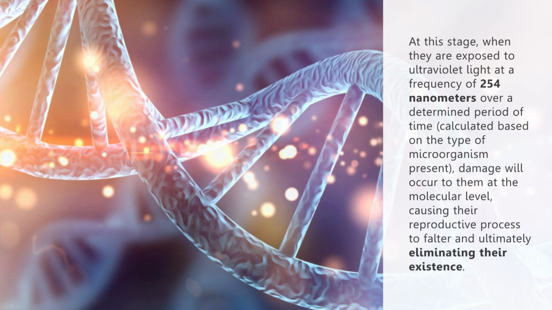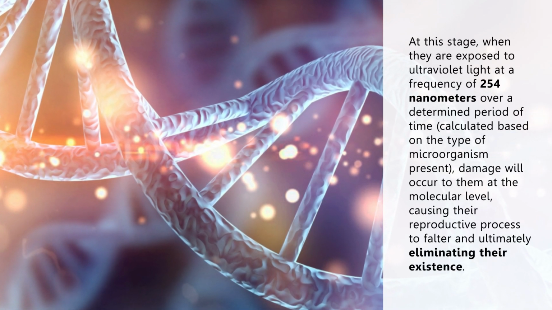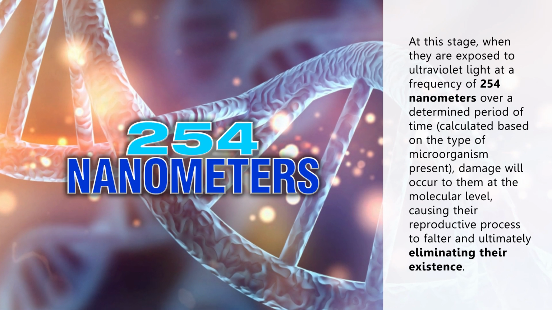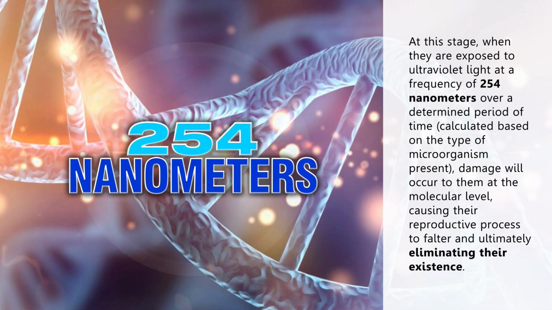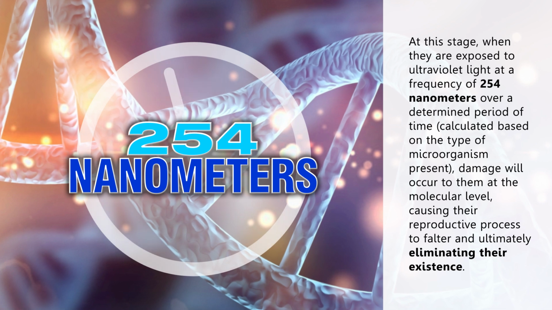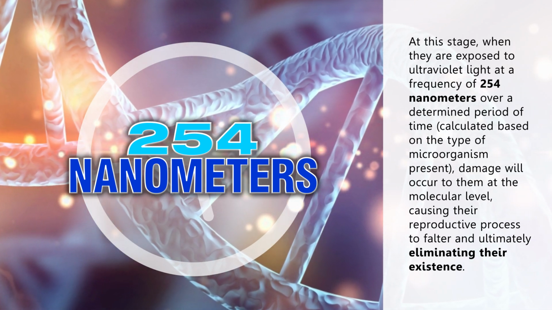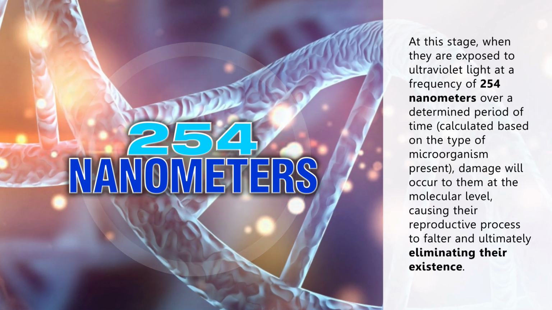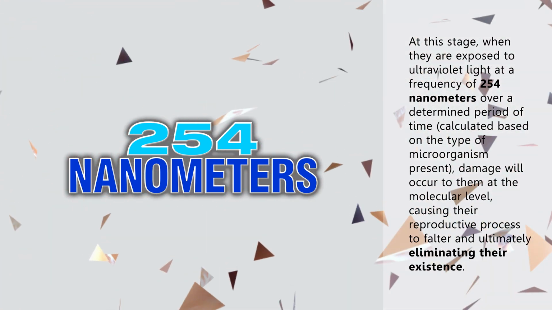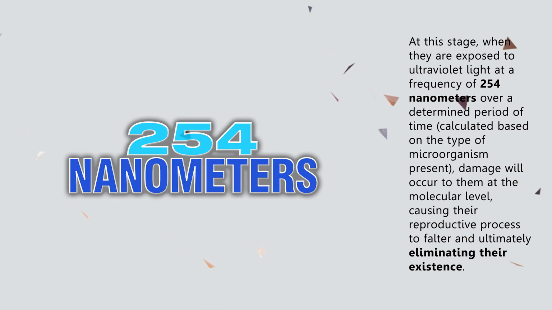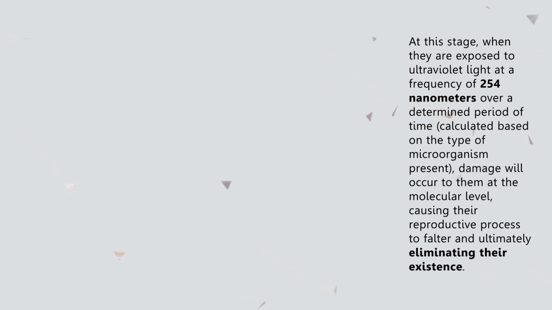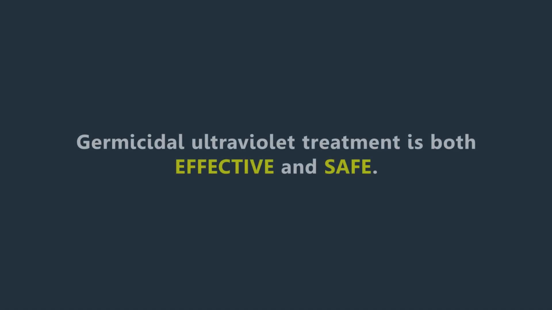At this stage, when they are exposed to ultraviolet light at a frequency of 254 nanometers over a determined period of time, calculated based on the type of microorganism present, damage will occur to them at the molecular level, causing their reproductive process to falter and ultimately eliminating their existence. Germicidal ultraviolet treatment is both effective and safe.